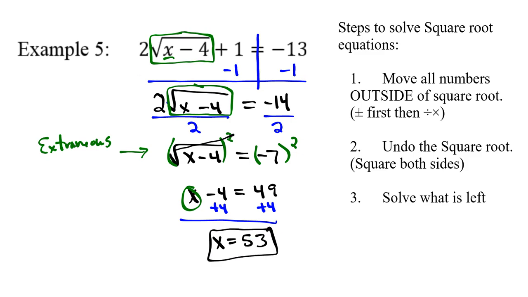And again, this is an extraneous answer because of that situation we had when solving. If we were to plug this 53 back in here, we would get this to be 49. The square root of 49 is 7. 7 times 2 is 14, but 14 plus 1 is 15, not negative 13. And that is why it will not work.